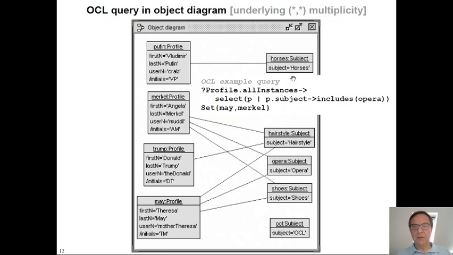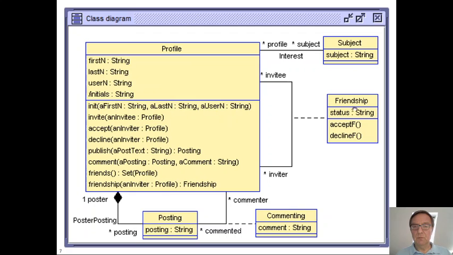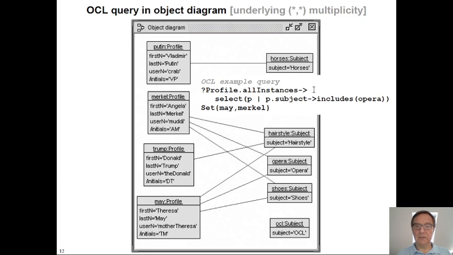The object diagram is also interesting insofar as we see a many-to-many, a star-to-star multiplicity. One profile object may be associated with different subject objects, and one subject object can be associated with different profile objects. So this star refers to the multiplicities star coming from the class diagram.